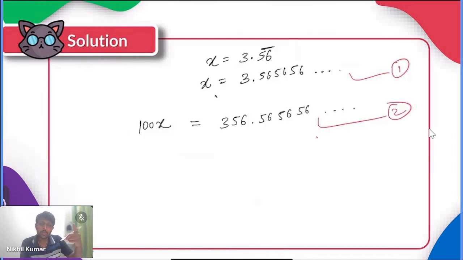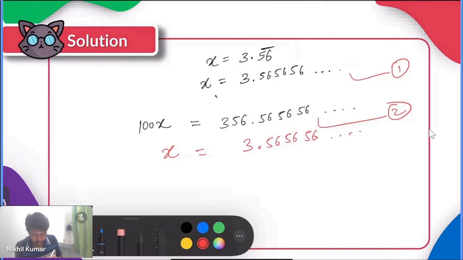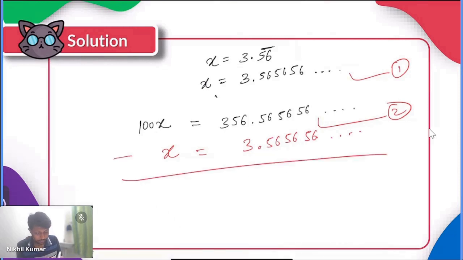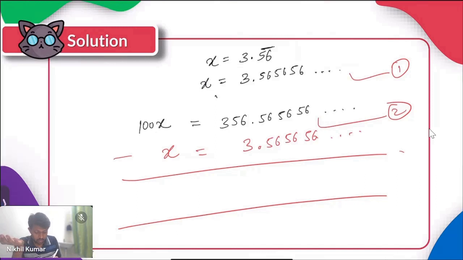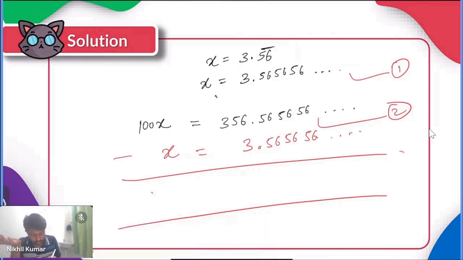Now we'll subtract equation 1 from equation 2. So I'll write equation 1 once more: 3.565656 dot dot dot. If we are subtracting it, see what we are getting. Can you subtract it and tell me what you're getting on the left hand side? Okay, 99x. Very good. 99x. And on the right hand side?